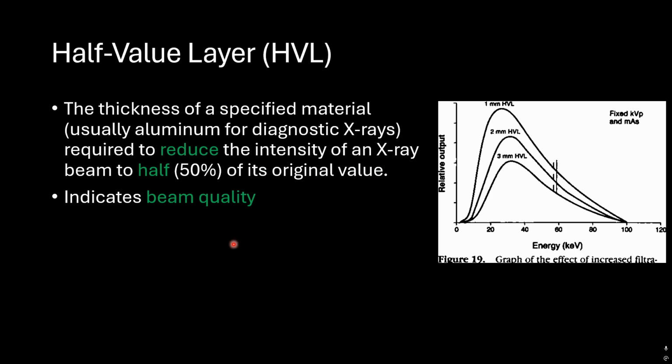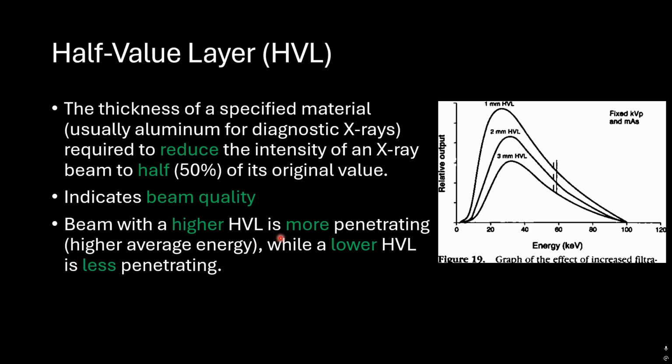For example, if I say our beam has a 3mm half value layer of aluminum, it means when I put 3mm of aluminum in the way of our beam, it will reduce the intensity of our beam to half. It indicates beam quality. A beam with a higher half value layer is more penetrating, with higher average energy, while a lower half value layer is less penetrating. If we have a high half value layer for our beam, it means our beam has a high number of high keV energy in our spectrum.